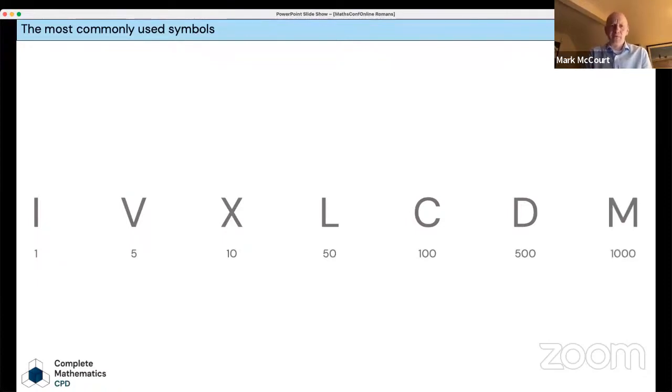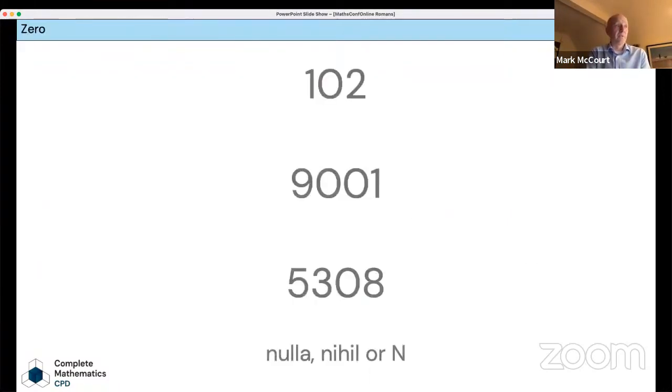Now, when I say modern, I don't mean last week, I mean in the time scale of the last 2000 years. So most people would be very familiar with using these symbols, and this would generally be the set of symbols that people consider to be Roman numerals. But as I said, there is no formal system. There are no rules to this.